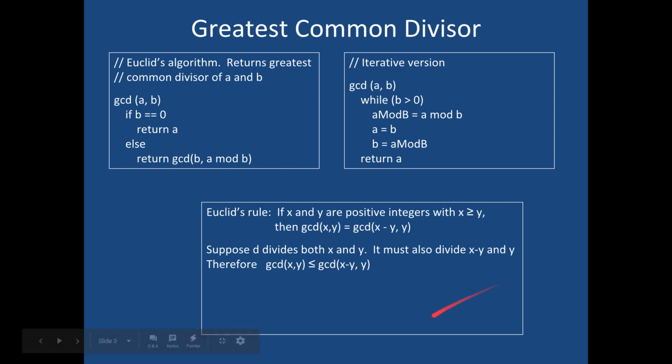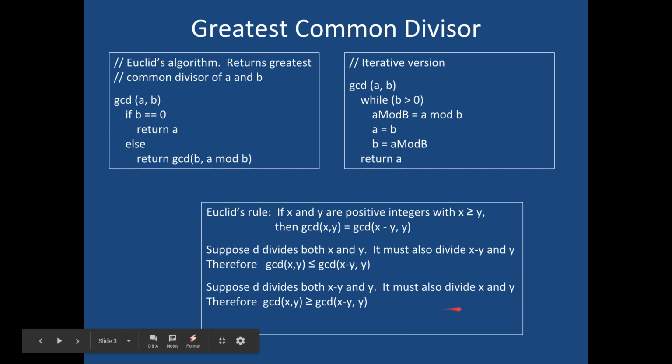The rest of the proof is exactly the same argument, just turned around. You can show that the GCD of x and y is greater than or equal to the GCD of x minus y and y, so they have to be the same. It's a neat little argument. It's 2,500 years old. It's worth seeing once. So now you've seen it.